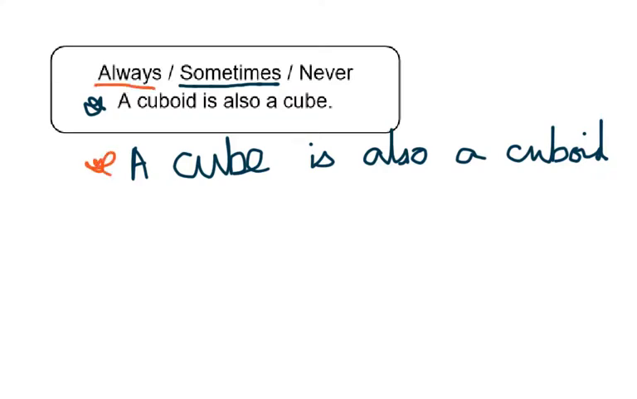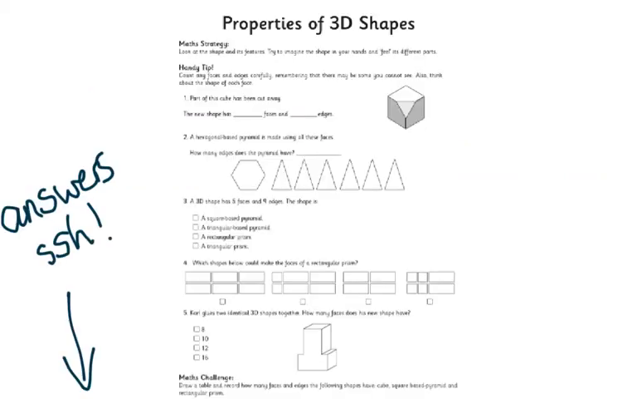It's a bit of a tricky one to get your head round. If this cuboid is a cube, then it is also a cube, so that could be sometimes. But if the cube is also a cuboid, that's always true, because a cube is always a cuboid. Bit of a tricky one to get your head round, so it depends which way you word it.